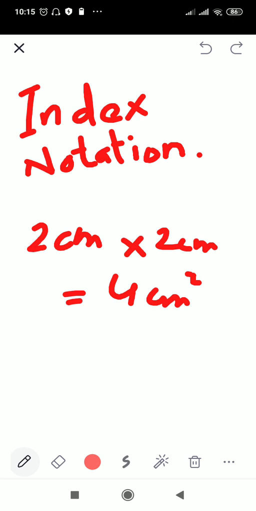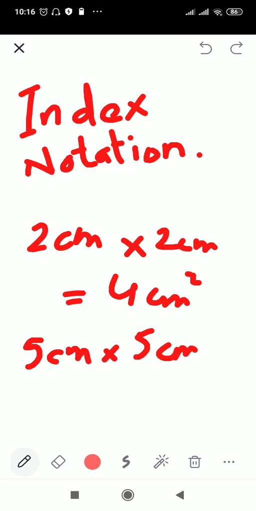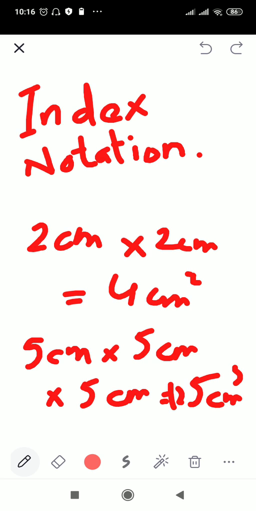Then if you're going to find the volume, we find the volume by taking the cube of a number. We multiply like this. If one side of a cube is 5 centimeters, its volume is going to be 5 times 5 times 5 centimeters, which is 125 centimeters cubed. So you can see here we have a square, here we have a cube. We can say this is 4 centimeters squared, this is 125 centimeters cubed, right?